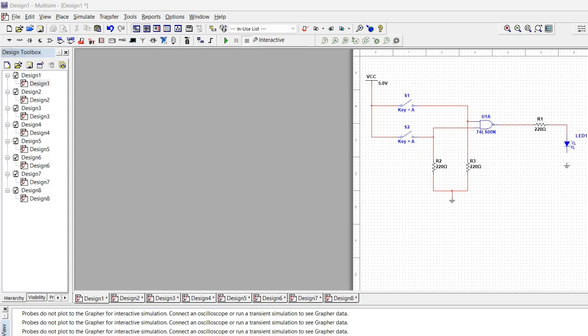And I have another LED. It shows the state of the output from the gate. It lights up when the output is high and turns off when it's low.